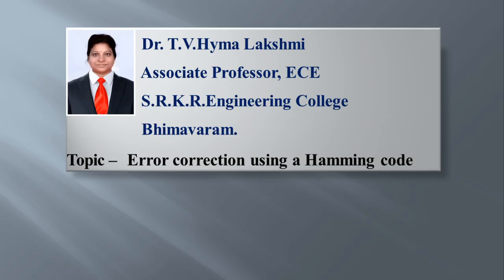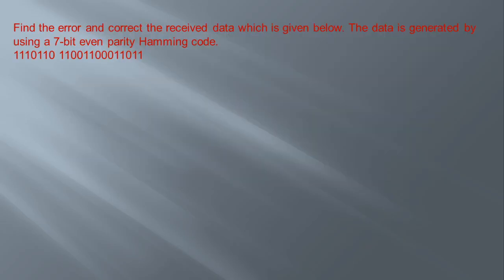In this lecture, I would like to explain the error correction using a Hamming code. That is, how to detect and correct the error in the received binary data when the data is generated by using a 7-bit even parity Hamming code. Let me explain with an example. Find the error and correct the received data which is given below. The data is generated by using a 7-bit even parity Hamming code.